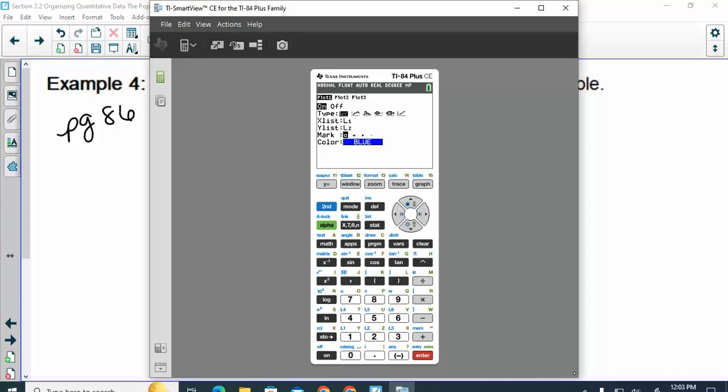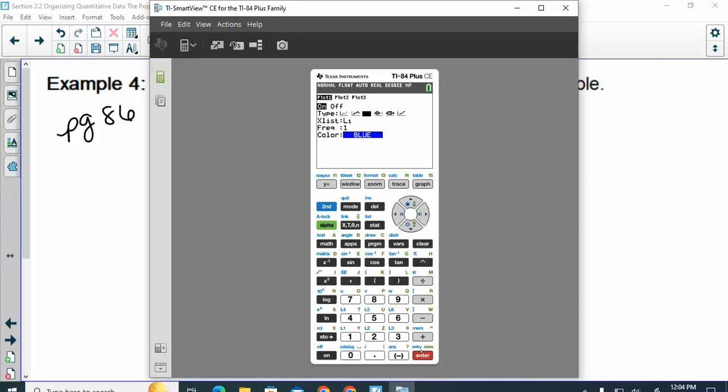So you go to second, y equals, go into stat plot, highlight on and hit enter. So it's turned on. Now, if you go down to type, this is all the different stuff our calculator can do. It's kind of hard to tell. The first one is just like dots. Second one is lines. The third one is the histogram. So if you highlight that and hit enter.